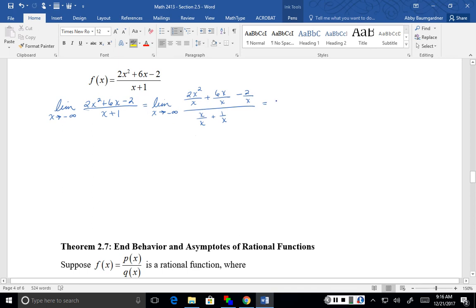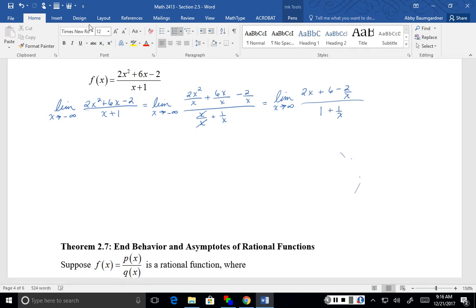All right, let's reduce. A lot of students right here, they'll cancel those and then won't write anything down. X divided by x is 1. A lot of students will just do this. They'll say it's 0. No, it's not. Anything divided by itself is 1, right? So we've got to make sure that we write that down. Now we evaluate.